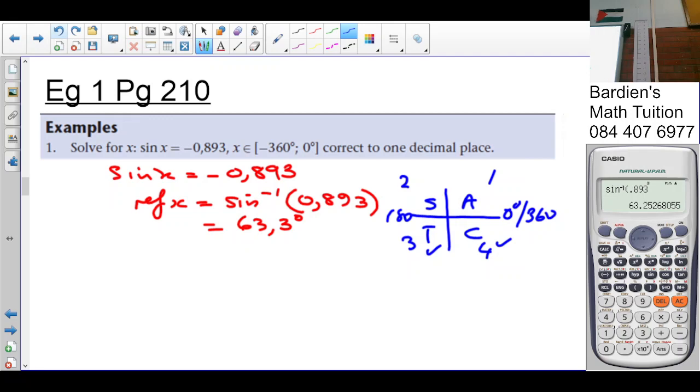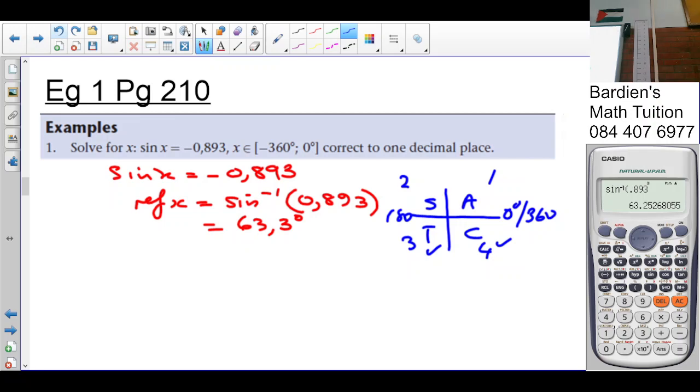If it was cos, negative is 2 and 3. If cos was positive, 1 and 4. Can you see that? It will always have two branches. And tan, if it's positive, 1 and 3, negative, 2 and 4. Always two branches. Are you guys okay with that?